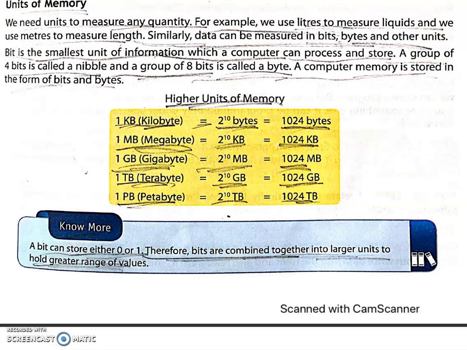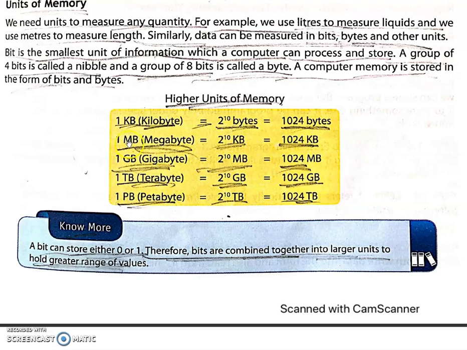A bit is the smallest unit of information which a computer can process and store. A group of 4 bits is called a nibble. 1 bit is a bit, then 4 bits is called a nibble, and a group of 8 bits is called a byte. So first comes bit, then comes nibble, then comes byte. Computer memory is stored in the form of bits and bytes. So let us learn about higher units of memory.